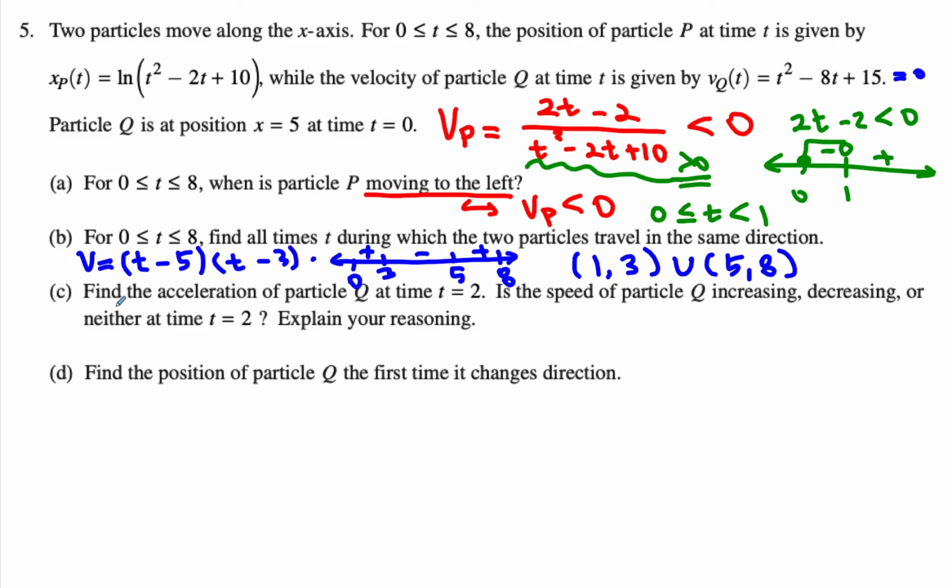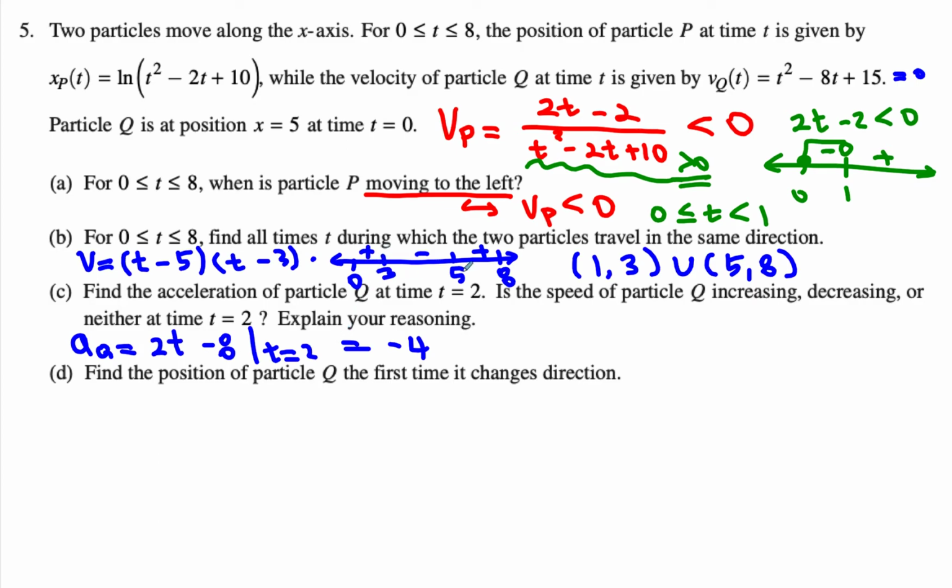Next, part C. Find the acceleration of particle Q at time t equal to 2, and is the speed increasing or decreasing? All right, so let's look at that. In the case of particle Q, velocity is given, so a of Q is the derivative of this one, so we get 2t minus 8. Now when t is equal to 2, that's equal to negative 4. So acceleration is negative 4 when t is equal to 2.